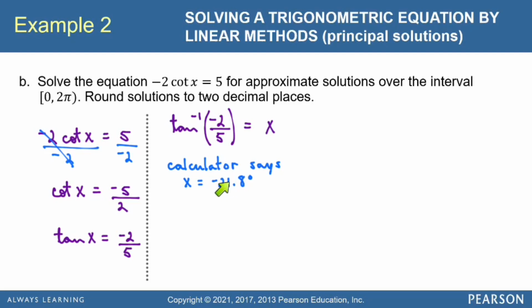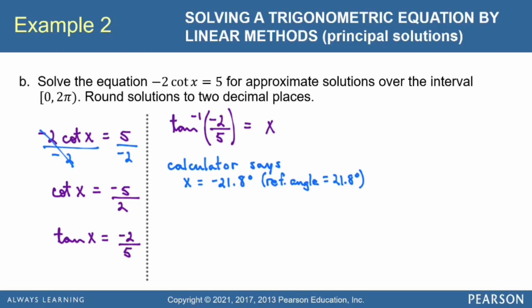Okay, so going to the calculator now, tangent inverse of -2/5 gives us -21.8 degrees on the calculator. Of course, this cannot be a solution to our equation because we want the solutions between 0 and 2 pi radians, or in degrees it would be the solutions between 0 degrees and 360 degrees. This -21.8 degrees is not in the correct interval. So what we will do is just use this as the reference angle. So the reference angle for all of our solutions is going to be 21.8 degrees.